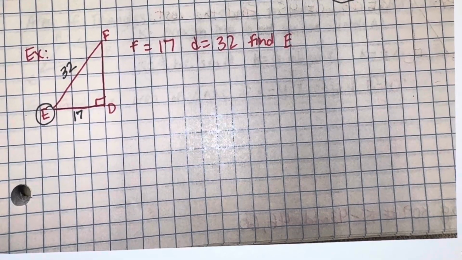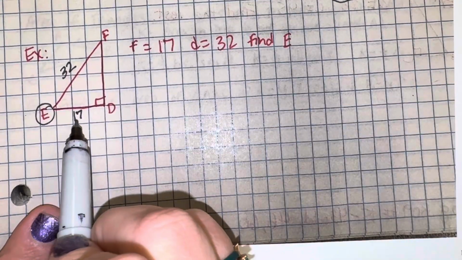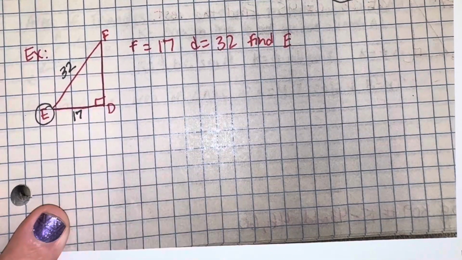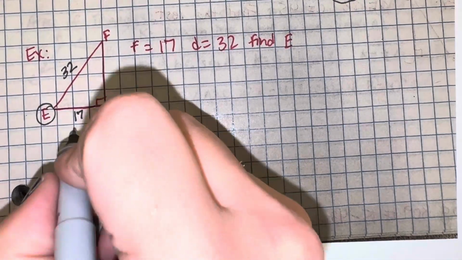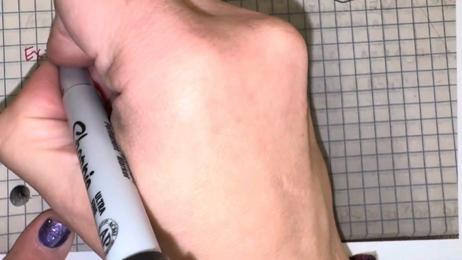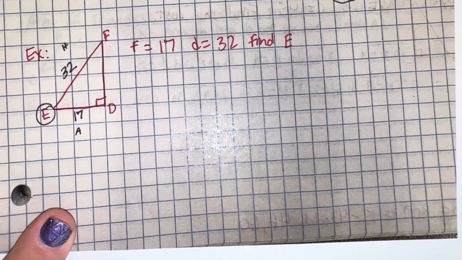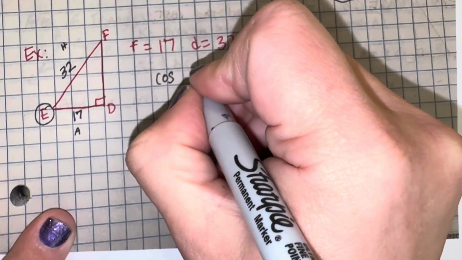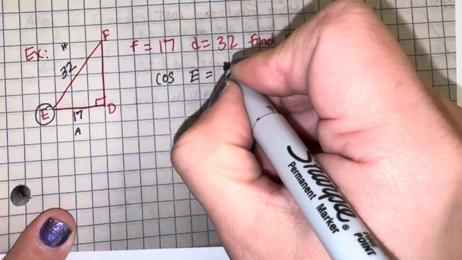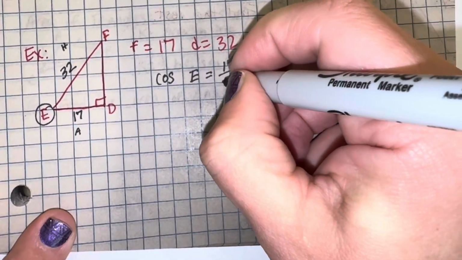I'm going to start by setting up my trig function here because I know these two things, and I have to figure out which trig function relates those two sides. I have my adjacent and my hypotenuse, so I know that I'm going to have my cosine. So I'm going to say cosine of angle E equals my adjacent over my hypotenuse.